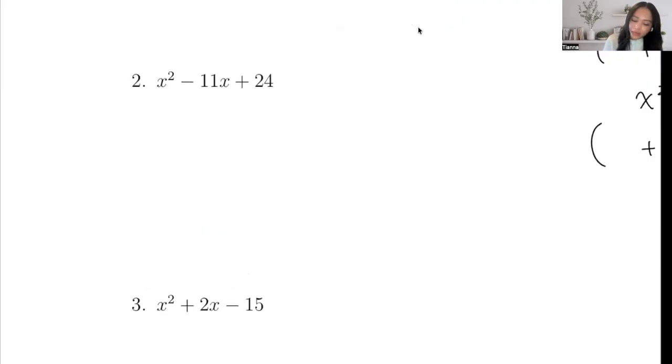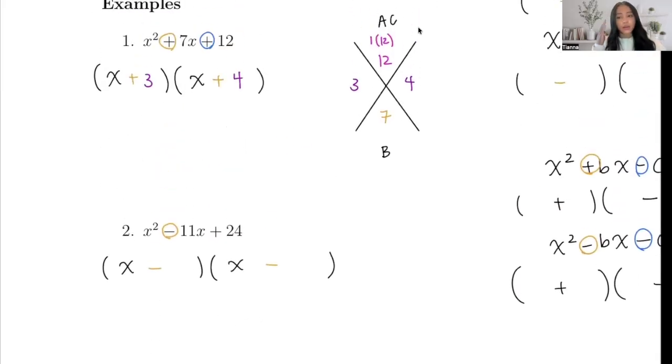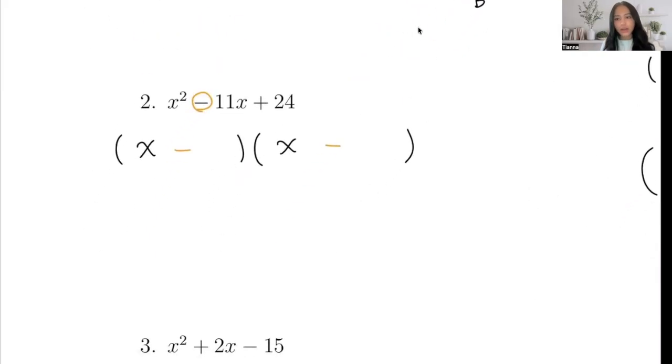So for number 2, again, we have a case where our constant is positive. That tells us we are going to have the same sign inside of our parentheses. And then because our b value is negative, that tells us we're going to have negatives between both. We have our x and our x. It's going to give us x squared. So a lot of people like the factoring cross because it helps organize their thoughts. If you feel like you don't need it, you can also just think to yourself, like, what numbers multiply to 24 and add to 11? So that would be 8 and 3.